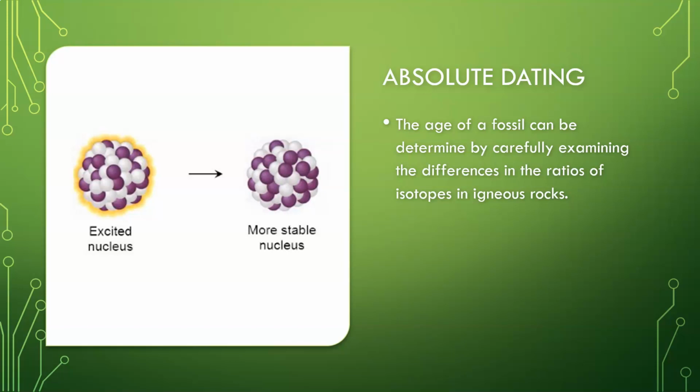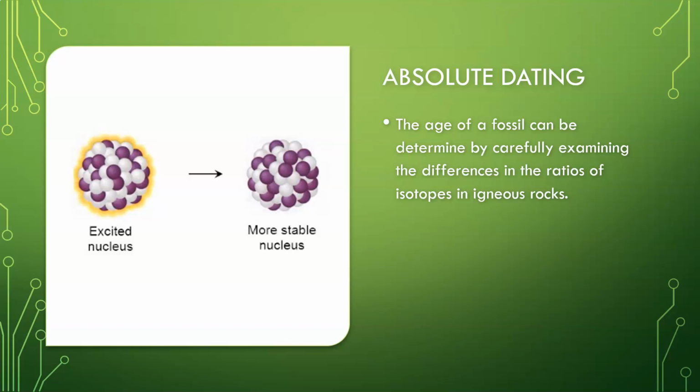The age of a fossil can be determined by carefully examining the differences in the ratio of the isotopes in igneous rocks. Igneous rocks are those rocks that have undergone a complete change, whereas sedimentary rocks are the layers of sediment that have been compressed. Metamorphic rock has been either heated or undergone extreme pressure. Our igneous rocks have been melted up and made into a new rock.